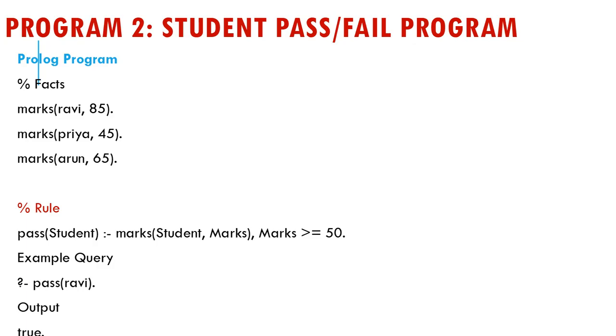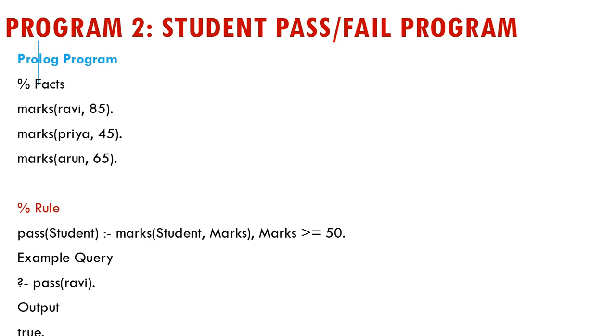First we define facts using the marks predicate. For example, marks of Ravi, 85. That means Ravi scored 85 marks. Then we create a rule called pass. The rule says that a student passes if the marks are greater than or equal to 50. So the rule is defined as: student is pass if he scored marks greater than or equal to 50.